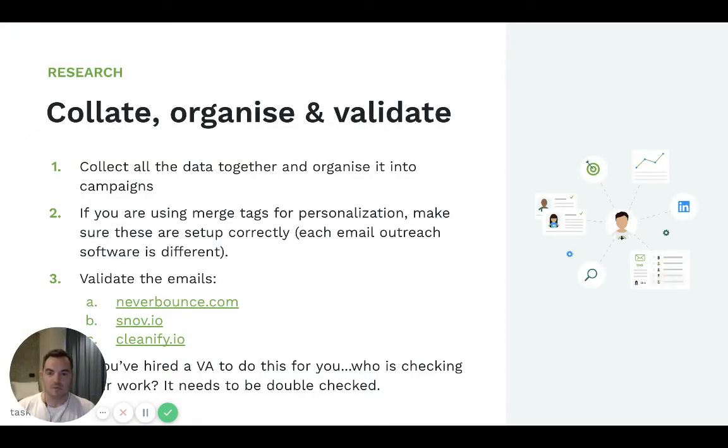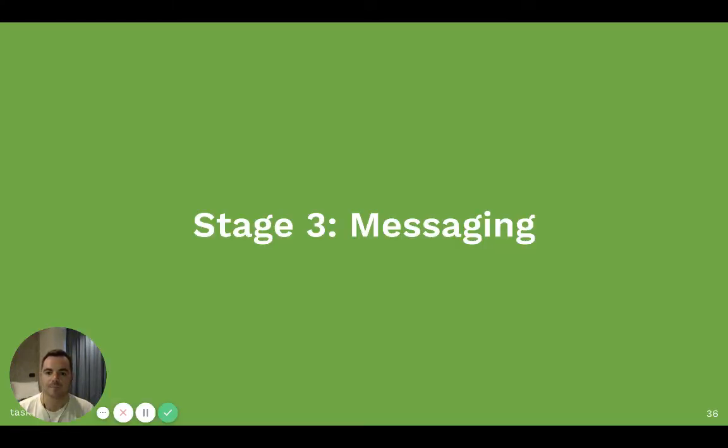So once you've got all these playbooks, you want to collate all the data together and organize it into those campaigns, which you spoke about in the planning section. If you're using merge tags for personalization, make sure that they're set up correctly, as each email outreach software is different. Please, please, please validate the emails. You really want to reduce the amount of bounces that you get. And a lot of companies make this mistake. If you've hired a VA to do this for you, you need to ask yourself who is checking their work. So you obviously want to have a quality assurance process in place there, as it needs to be double checked. Even if they're a great researcher, we're all human, we make mistakes sometimes.